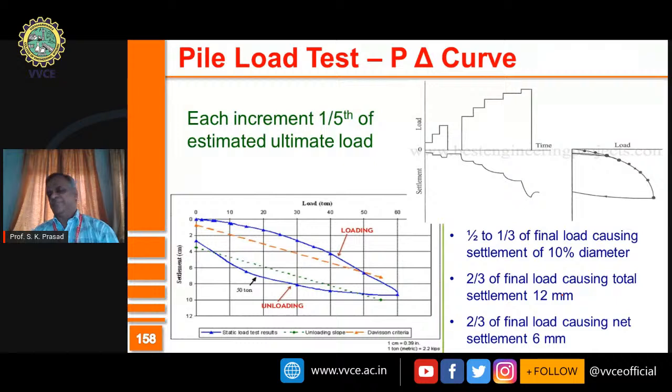So you can take either of the two, or two-thirds of the load, which causes net settlement of 6. So total settlement will be some value, and once you release the load, it will get back, may not be to the original position, somewhere. So net capacity, net settlement, if it is 6 millimeter, whatever is the load is taken, if that is P, two-thirds of P will give you the load carrying capacity.